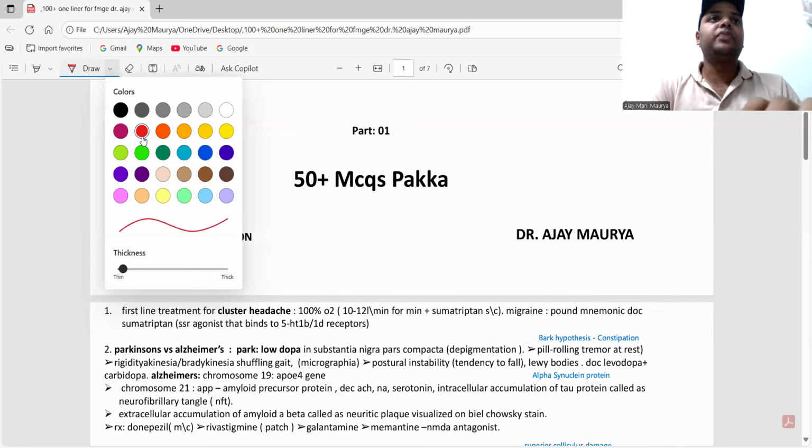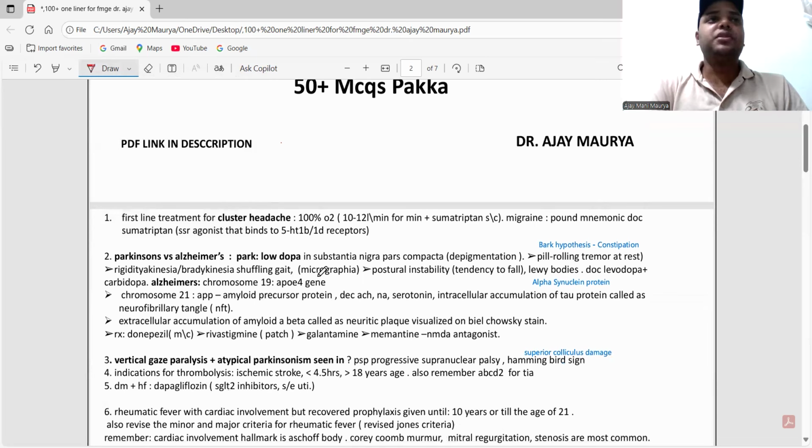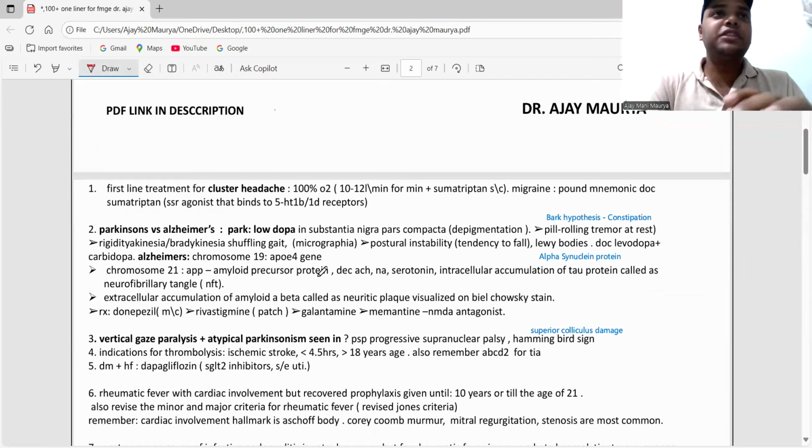Okay, so let's go. So here guys, the first one is what is the first line treatment of cluster headache? Actually, this question was already asked in the last FMG examination, but this time they are going to ask you about that. You have to diagnose the migraine.